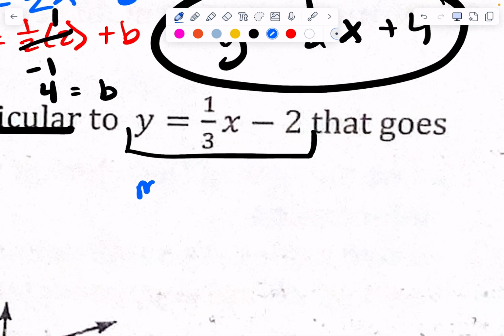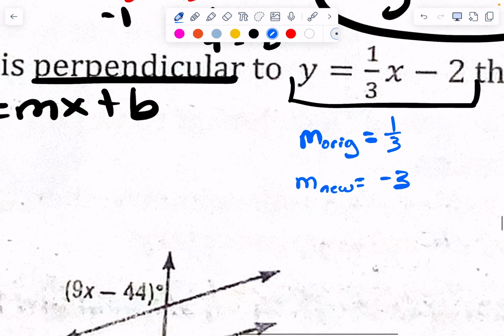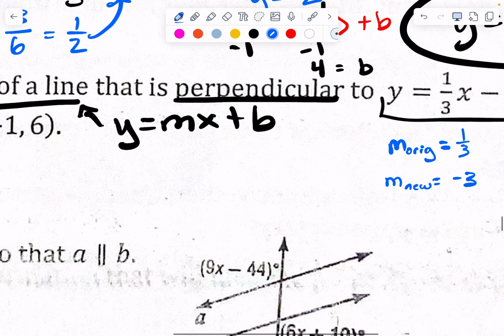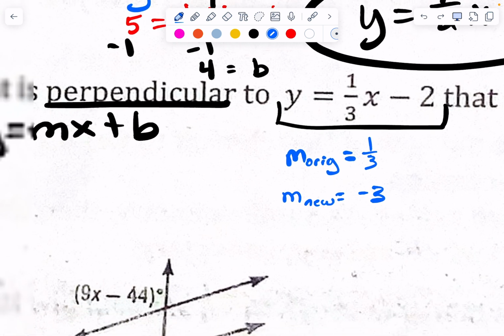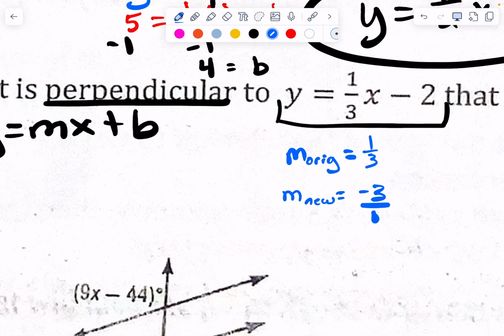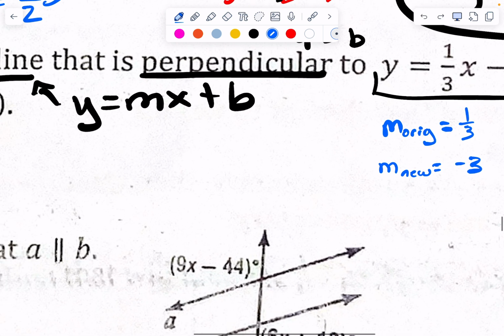Okay, what's the original slope? I'm going to go m original. What's the original slope? 1/3. So what's the new slope? Negative 3. The slope that I want to use is negative 3. So do they just switch? The negative reciprocal. Reciprocal means I flip it, and I make it negative. If it's already negative, I make it positive. So this is like 3 over 1, but I just don't put the 1 on the bottom. Good question. All right, so I have my m.